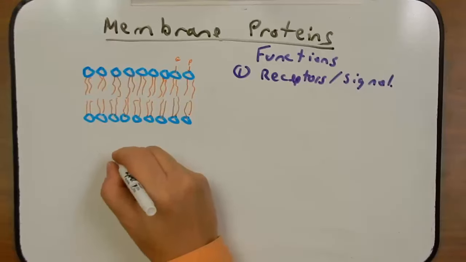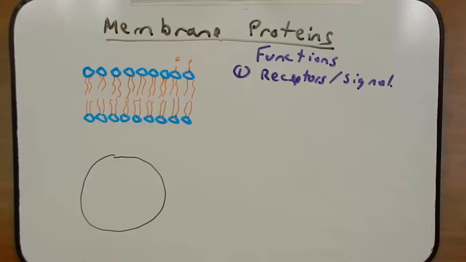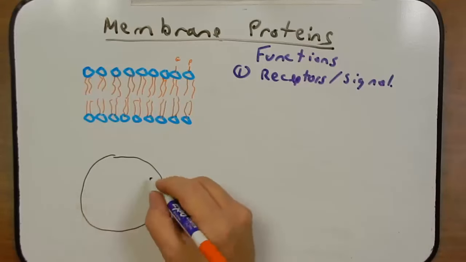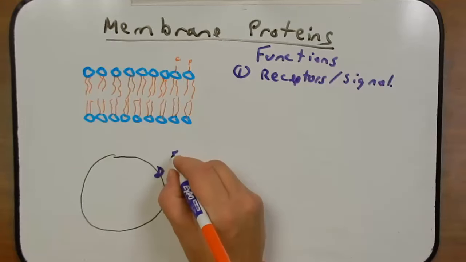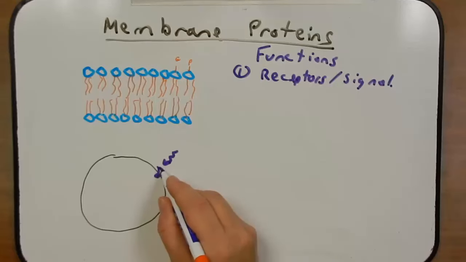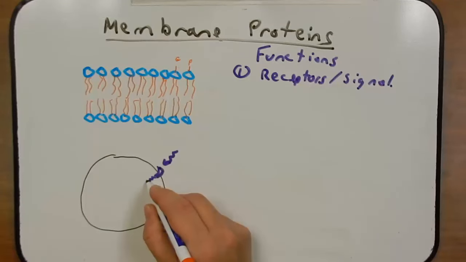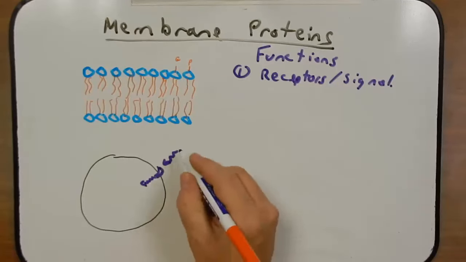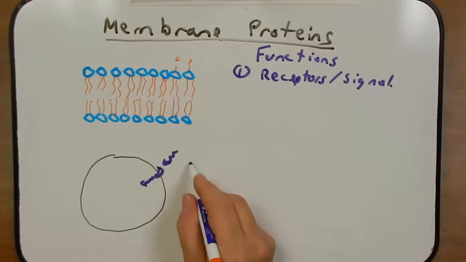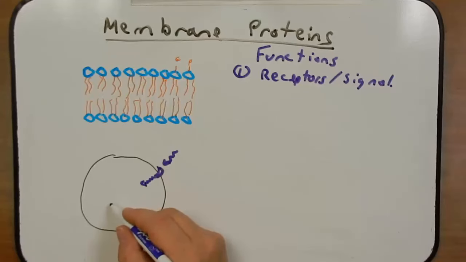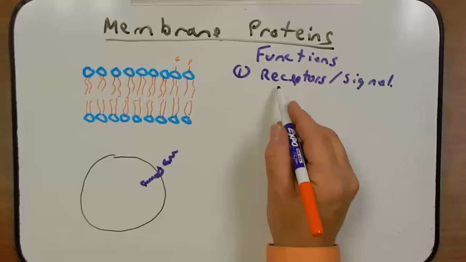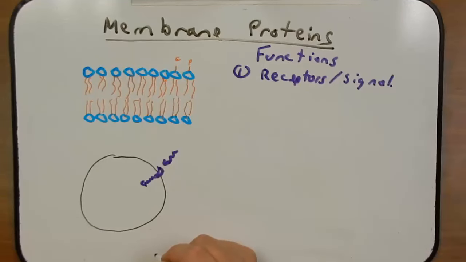So let me draw a cell down here, and we could draw the signaling protein like so. And there might be some signal that comes here, interacts with the outside of the cell, and transmits that signal to the inside. There's got to be a way to communicate the outside world of the cell to the inside world of the cell. And these receptor proteins are one of these strategies.